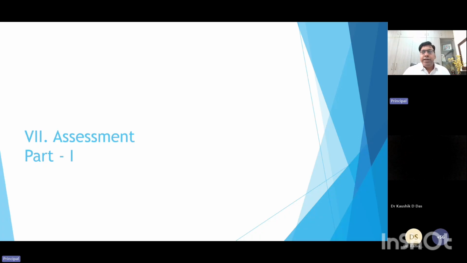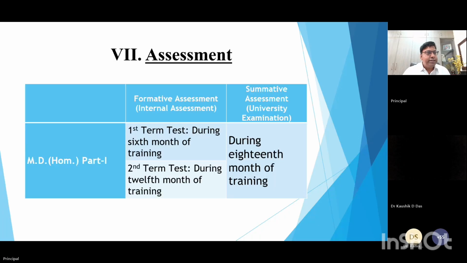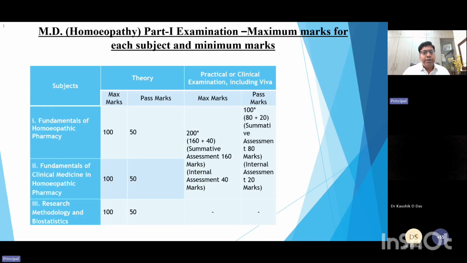Assessment part. In many of the colleges and universities, MD Home Part 1 university examinations are already over or underway, so we are well aware of this assessment pattern. But in the coming slides, I will also be sharing with you all the sample question papers duly aligned with the competencies and the prescribed curriculum. This is the marks distribution for theory and practical part for all 3 papers for the MD Home Part 1 exam.